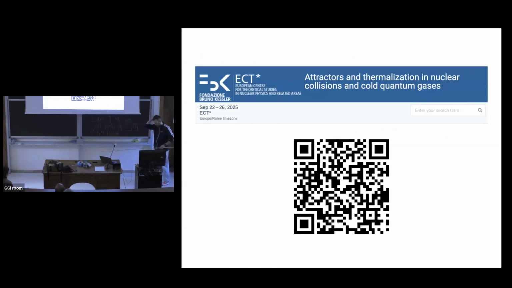Before I go to the technical part of this talk, together with Michal, we are also organizing, in Italy, in Trento, between the 22nd and 26th of September, so in about 5 months, another workshop that is entirely devoted to studies of attractors, both in ultra-relativistic nuclear collisions and in cold atom physics. The registration is supposed to start in July, so if you're interested in this topic, it would be great to have many of you there in Trento.